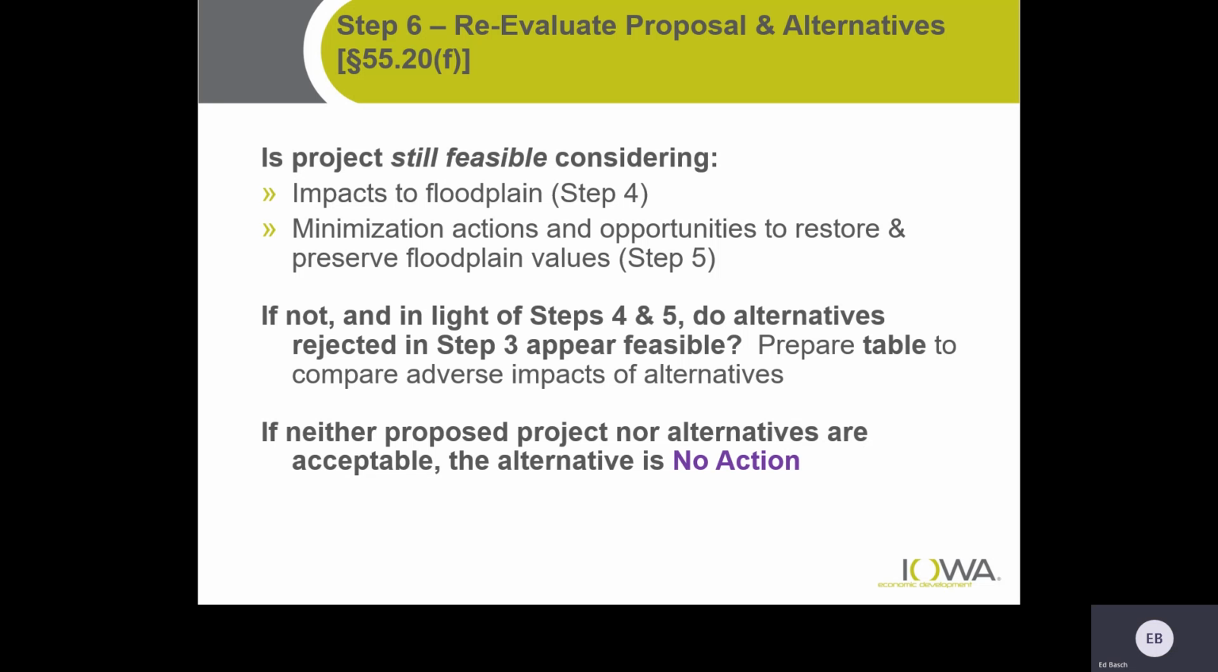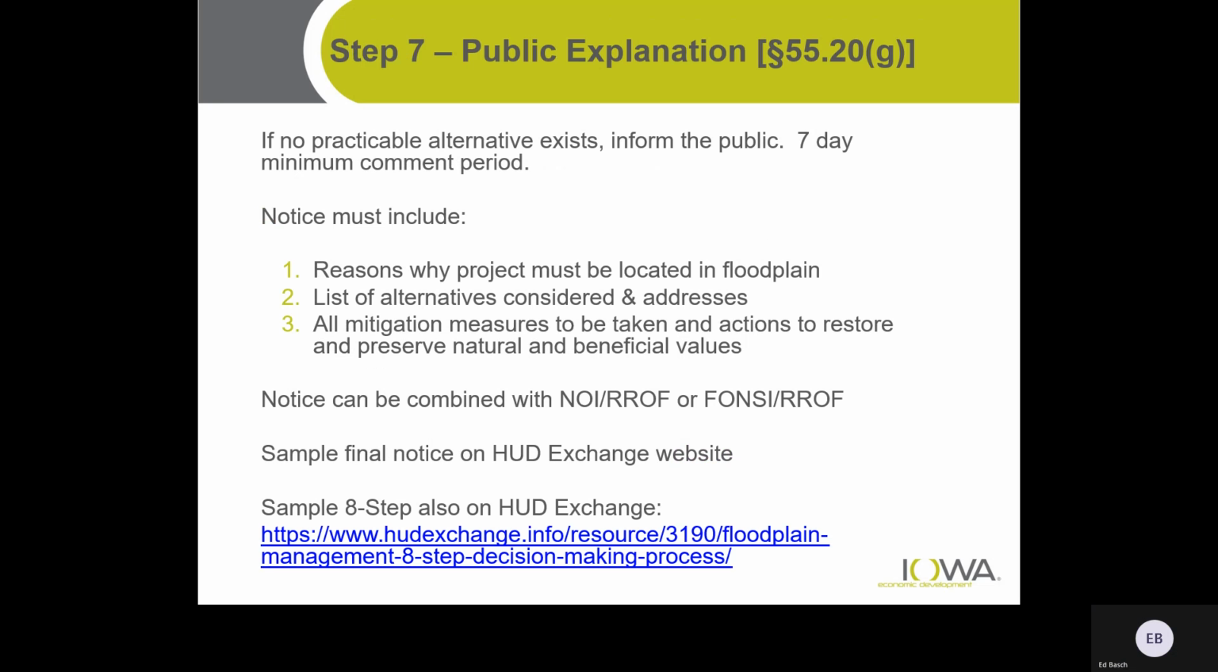So after considering that, do alternatives rejected in step 3 appear feasible now? You may want to prepare a table to compare the adverse impacts of your different alternatives to help you see that. If neither the proposed project nor alternatives are acceptable, then in that case, the alternative is no action at all. If no practical alternative exists, inform the public of that. Again, you have a 7-day minimum comment period.